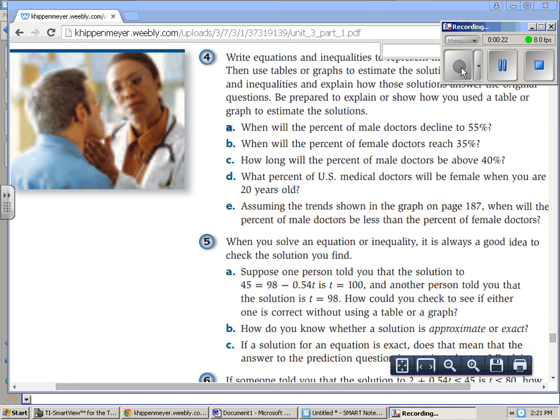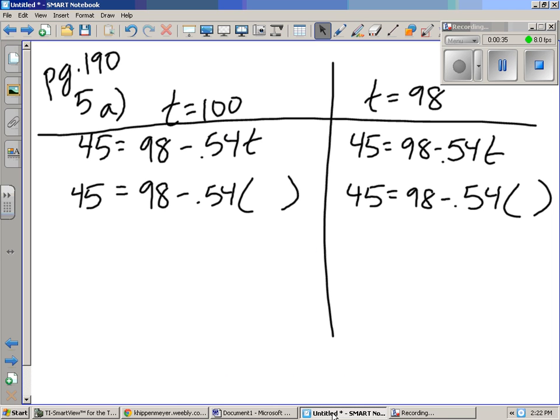So we've been using tables, we've been using graphs, that's all we were allowed to use. Now we're looking at other ways to figure out if an answer is correct or not, or to discover an answer. So we're going to use our equation. What I did is I wrote out the equation twice, and I put above the left side t equals 100, which was one solution we were given, and above the right side I put t equals 98.